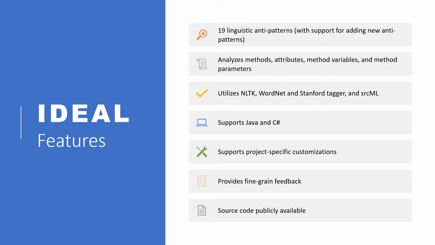Currently, Ideal detects 19 linguistic anti-patterns in Java and C# source code. Ideal checks for these anti-patterns in attribute, method, parameter, and variable names. To provide better detection accuracy, Ideal supports project-specific customizations. Furthermore, as a static analysis tool, Ideal can provide developers with details around the type of violations that their code exhibits. Architecturally, Ideal utilizes some well-known tools and libraries for natural language and static analysis processing, including NLTK, WordNet, Stanford Part-of-Speech Tagger, and SourceML. Finally, the source code for Ideal is publicly available, and we welcome extensions and improvements.